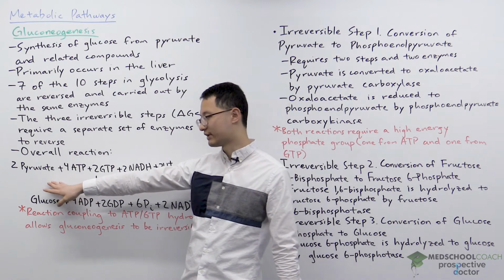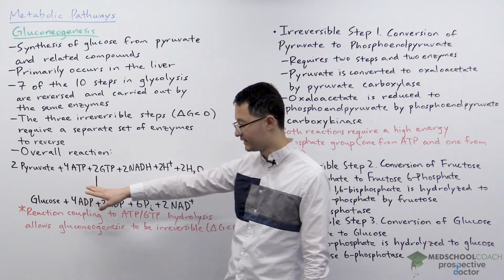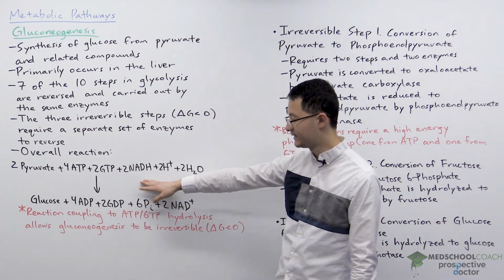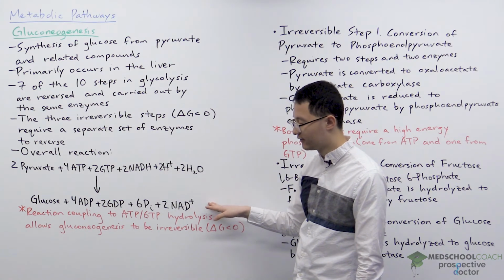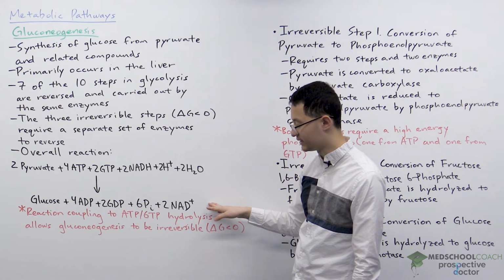So here you can see the overall reaction in gluconeogenesis. We take 2 pyruvate molecules, 4 ATP, 2 GTP, 2 NADH, 2 H+, and 2 water to form glucose, 4 ADP, 2 GDP, 6 Pi, and 2 NAD+.